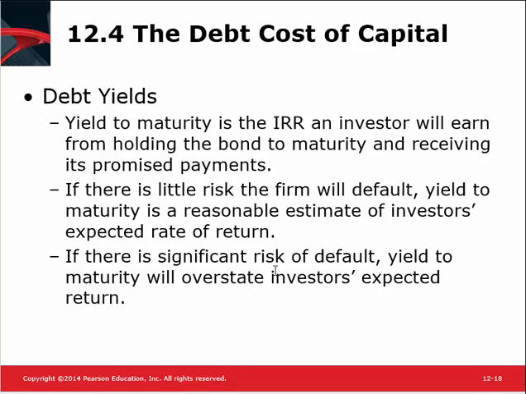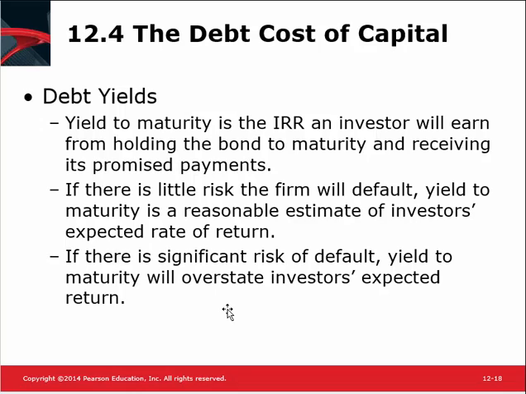Now, what do we do about the cost of debt? Well, debt yields, the yield to maturity, is essentially the rate of return you get if you buy the bond and you hold it to maturity. If there's very little risk that the company is going to default, then this yield is a reasonable estimate for expected return.